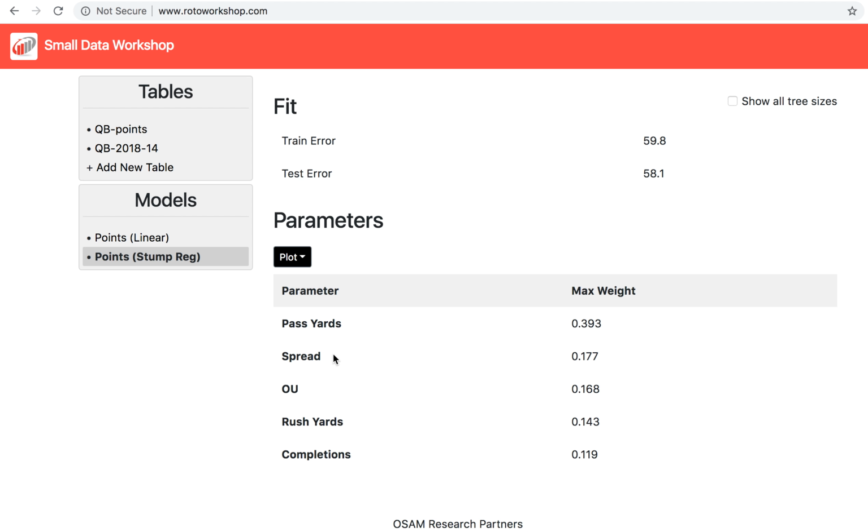It has over/under and spread, both of which were statistically significant in the example that we looked at. Completions, that was one that was on the borderline. And then it includes rushing yards and passing yards, which were not statistically significant in the other model, though the model does include them. So we can look at these plots once again if you want to see what the estimates are.